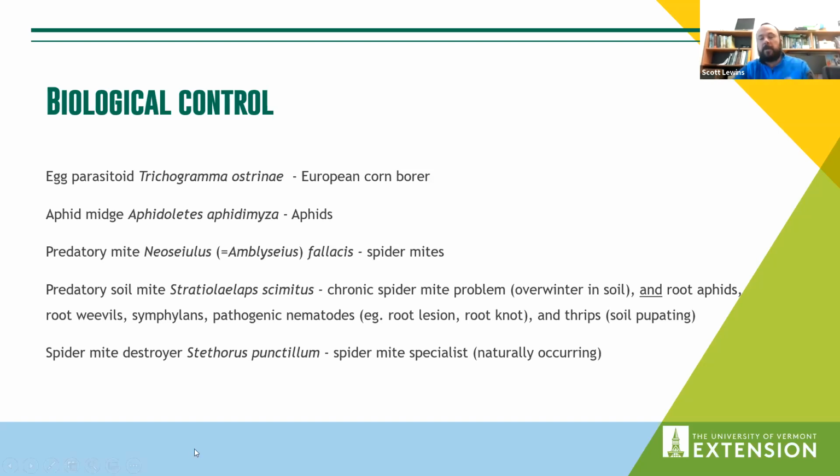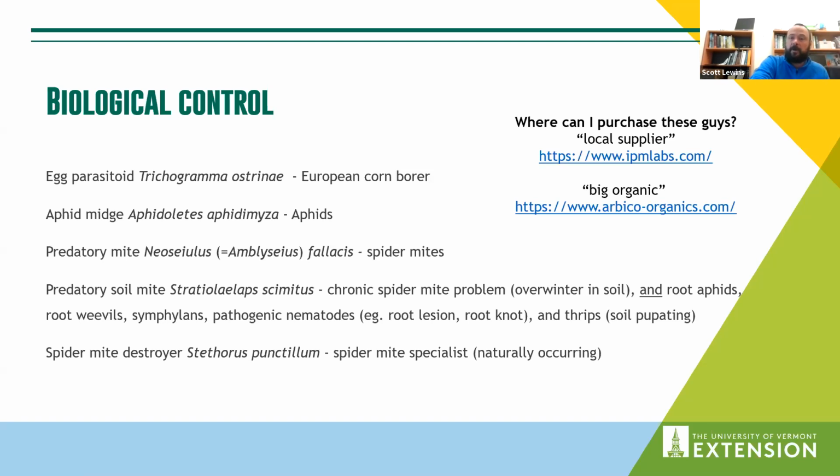If you are growing indoors and you have problems with spider mites, Stratiolaelaps is really good, because you can get long-term control. They will get into the cracks and crevices in your greenhouse, and they'll overwinter, and then they can come out, and they can also help with other types of problems like root aphids and other things that get into your greenhouse. And then spider mite destroyer, as I mentioned before, these guys are awesome spider mite predators, but they're also naturally occurring. So you can buy them and release them, or you can just let them naturally show up.